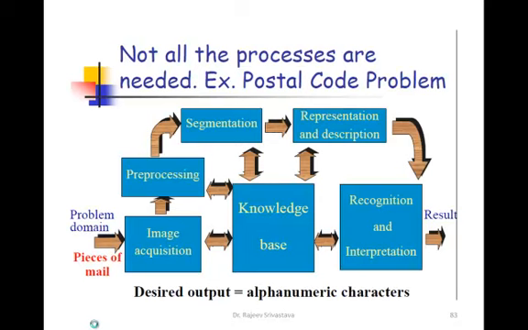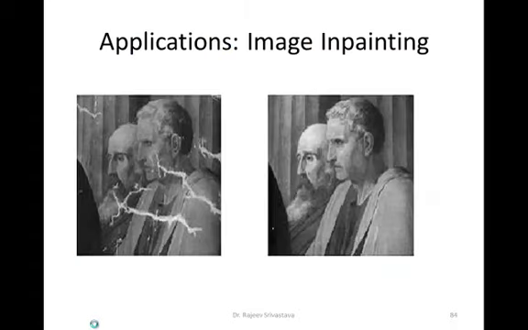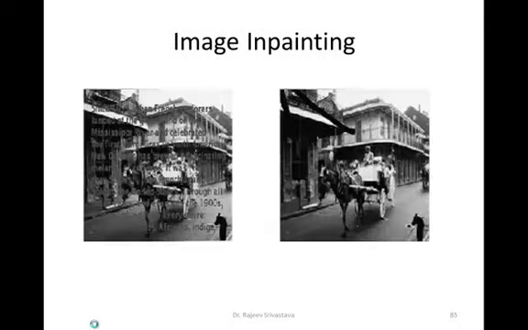It may be noted that not all the processes are needed in an image processing system. This is shown by a postal code problem. All image processing tasks are not necessarily used in every application. Examples of image inpainting: the left hand side image shows a very old damaged portrait that has been recovered by using image inpainting or image restoration techniques.